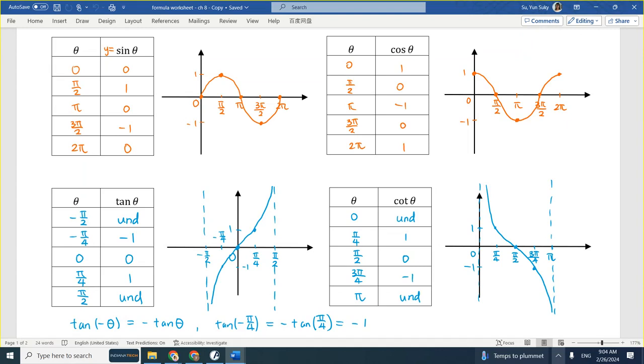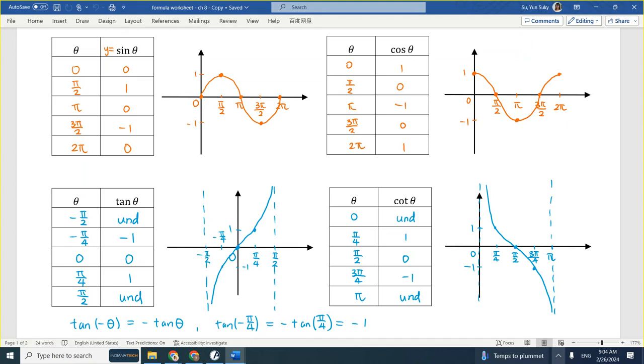The tangent shape looks like an x cubed. Those 5 key points spread over the interval from minus pi over 2 to pi over 2. That's why the theta values now are minus pi over 2, minus pi over 4, 0, pi over 4, and pi over 2. So those 5 key points now spread over an interval of length pi.